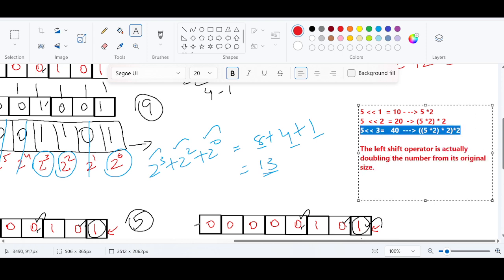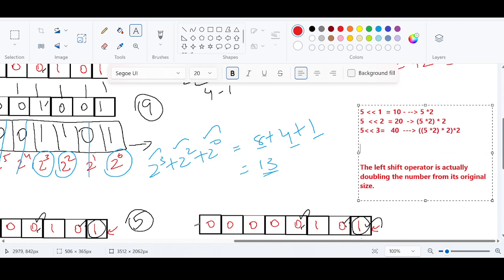By looking at this pattern you can answer this. If I do 5 left shift 4, what is the answer? This whole thing will get doubled. Can anyone tell me? 5 left shift 4. 80, right?